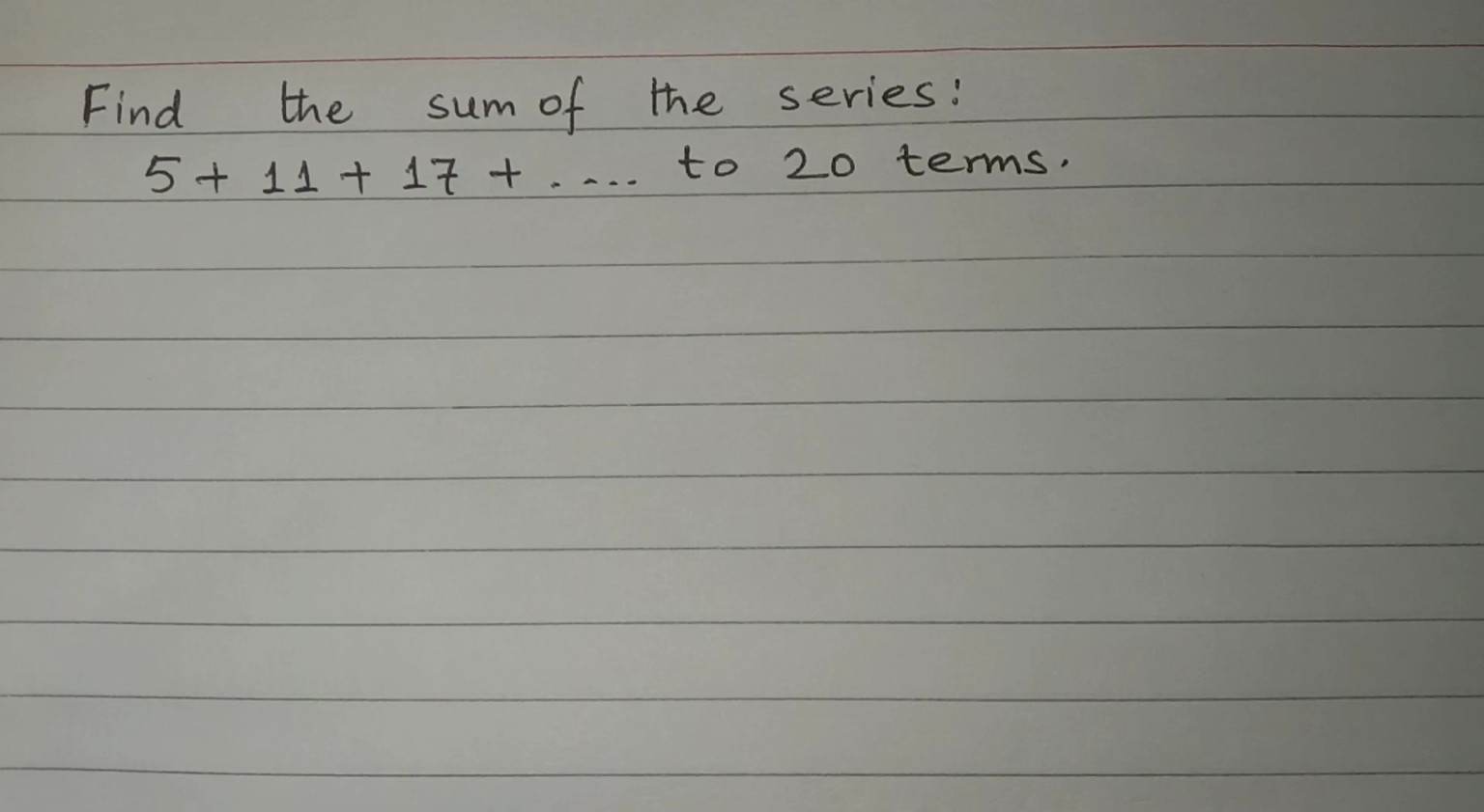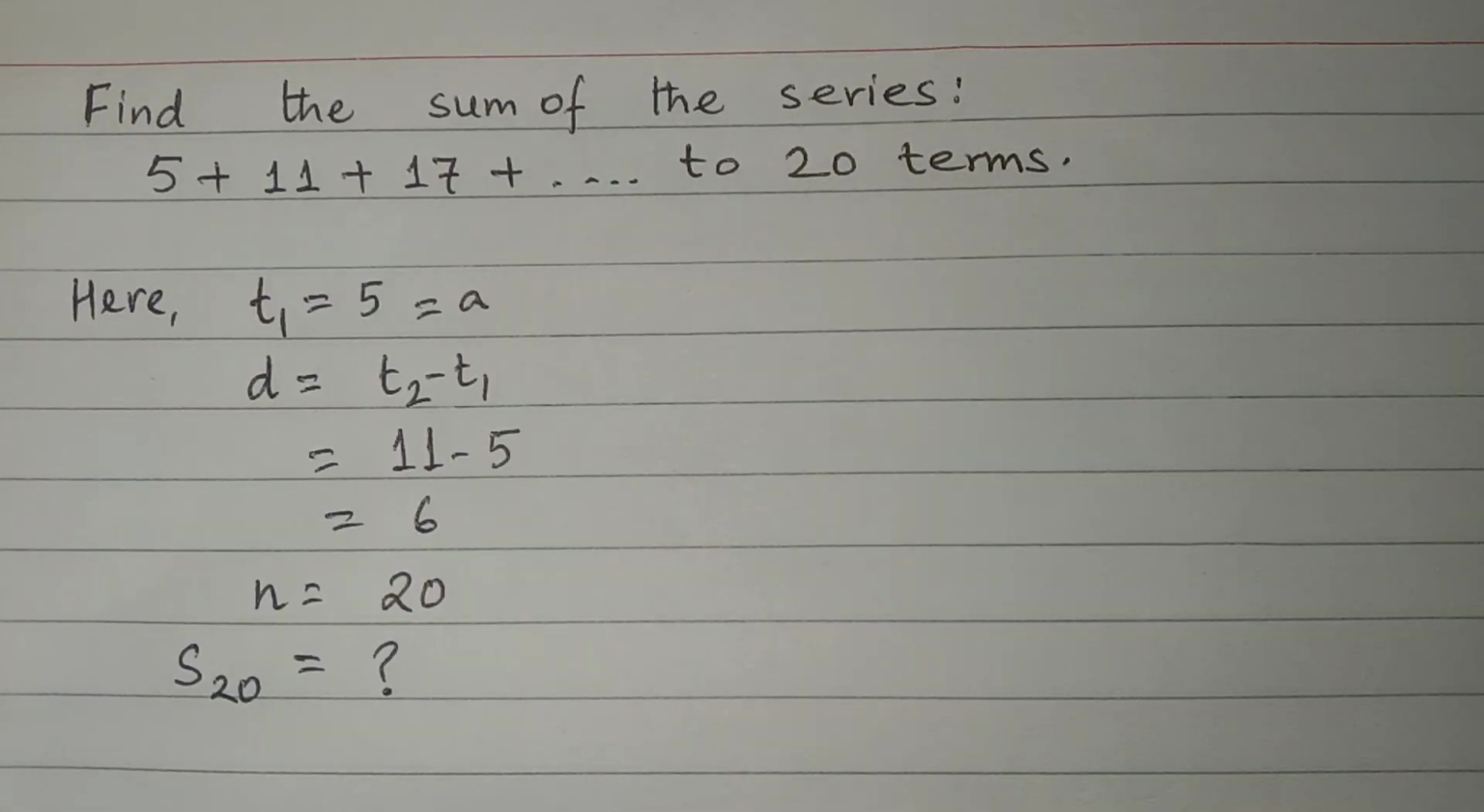Find the sum of the series 5 plus 11 plus 17 plus dot dot dot up to 20 terms. Okay, so here this series is given to us and we are going to find the sum of the series up to 20 terms, meaning we are going to find the sum of the first 20 terms of the series. Let's move to the solution.